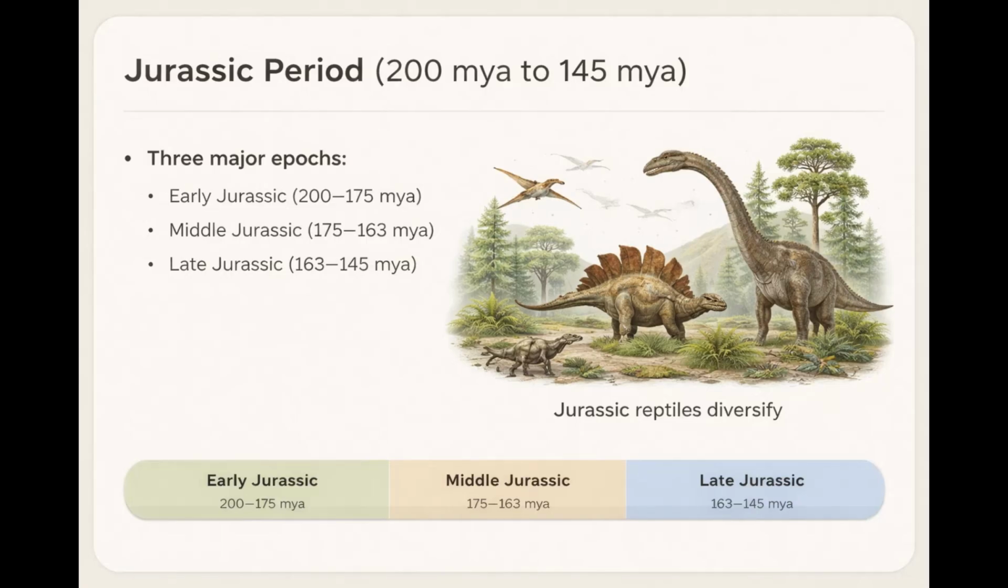The Jurassic period spans 200 to 145 million years ago and is divided into three epochs: Early Jurassic from 200 to 175 million years ago, Middle Jurassic from 175 to 163 million years ago, and Late Jurassic from 163 to 145 million years ago. This period is often associated with major reptile diversity and dominance, and the epoch-level details help pinpoint specific evolutionary developments mentioned in the material.